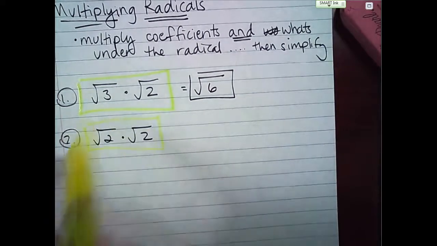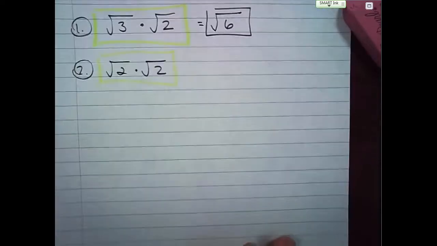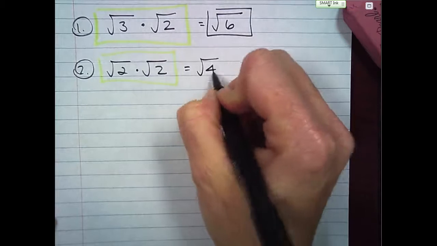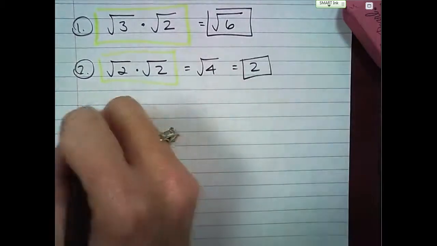Number 2, root 2 times root 2. Root 2 times root 2, which would give us the square root of 4, right? But you can actually simplify that. What's the square root of 4? 2. Excellent.